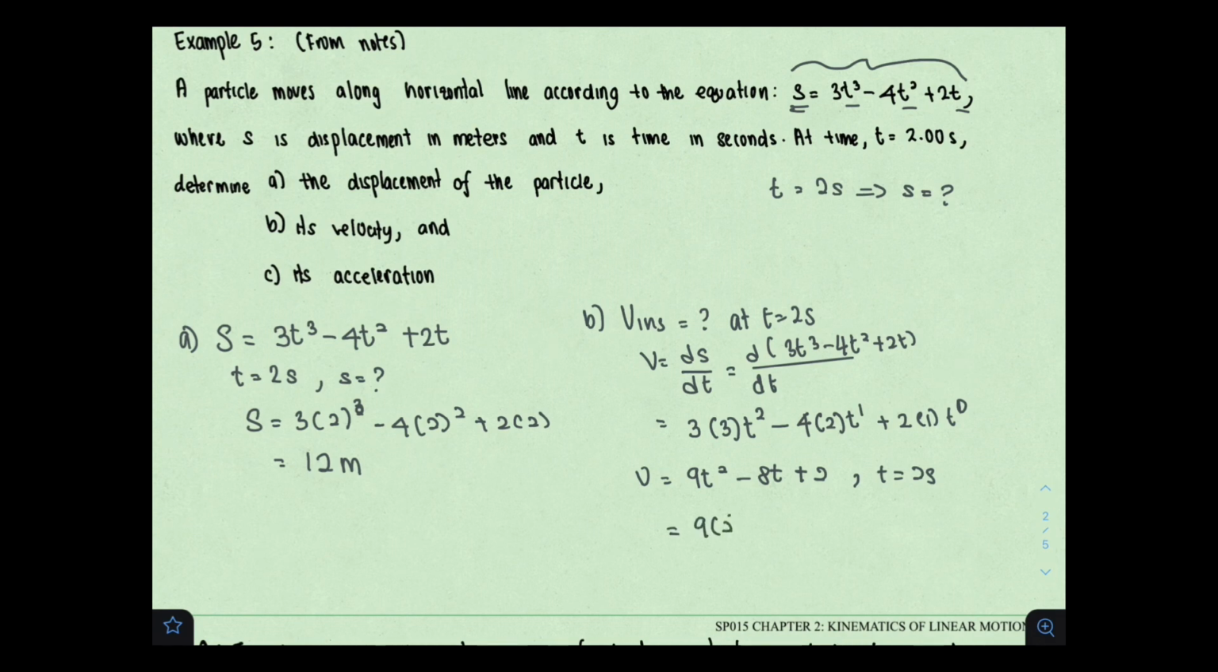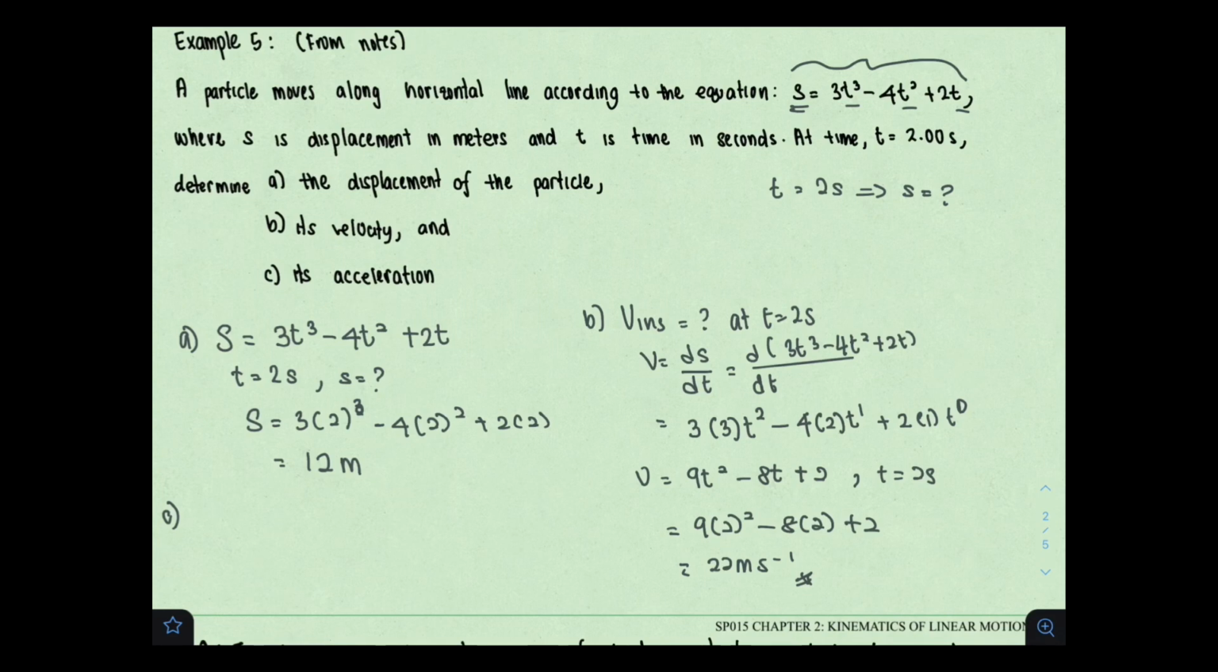So I will substitute 2 square minus 8, 2 plus 2. So 9, press your calculator and you will get 22 ms negative 1. Okay, be good. Alright, for acceleration it's the same. Next we are going to proceed with the acceleration. It says at t is equals to 2 second, determine its acceleration.